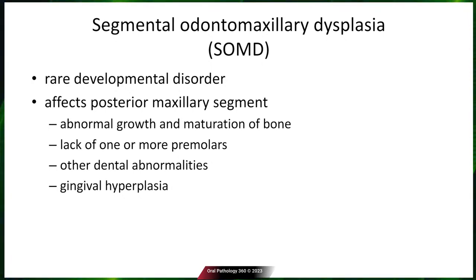Segmental odontomaxillary dysplasia, I've only seen a couple of cases of that. We had one relatively recently, again, on our consult case, a rare developmental disorder, and I think clinically very often confused with regional odontodysplasia. It tends to affect, as the name would, you can imagine, a posterior maxillary segment, very often involving the premolar, and absence of the second premolar is particularly common. But not only does it affect the teeth, it affects the bone as well. And the abnormal growth and maturation of the bone, abnormal trabecular structure on the radiographs, it's a bit subtle, very difficult to actually see that in isolation without having something to compare it to.